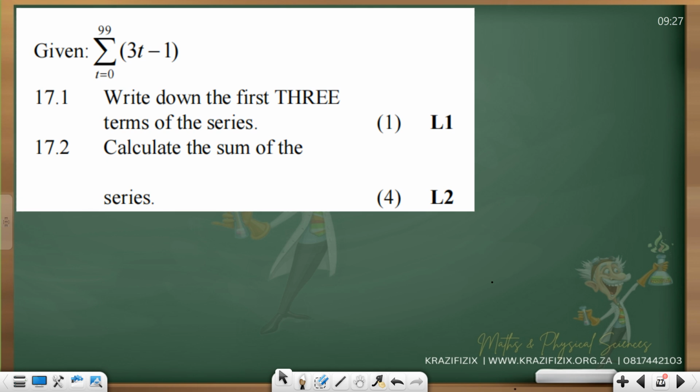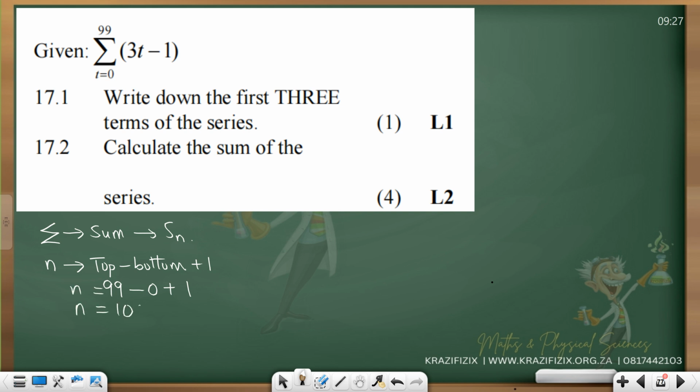Again, once I see sigma, 3 things. Number 1, I know this is sum, so I'm using Sn. Number 2, number of terms: top minus bottom plus 1. 99 minus 0 plus 1. N is 100.